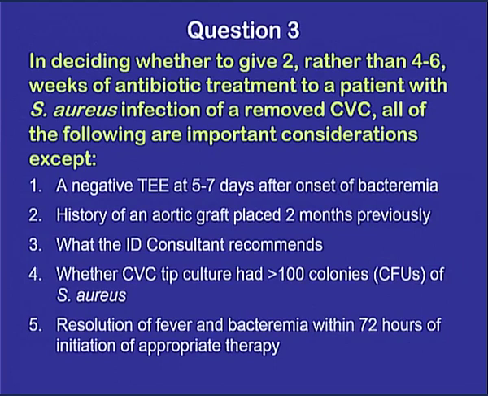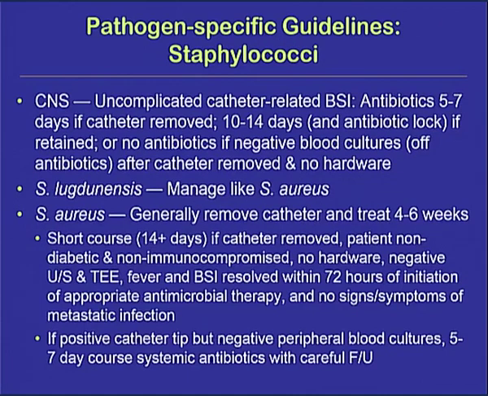So of those, the thing that is least helpful is a tip culture with greater than 100 colonies, because we don't do roll tip cultures. 15 colonies would be the correct answer if we did a roll tip culture. All these other things are useful. A negative TEE at 5 to 7 days, history of an aortic graft, you'd want to avoid a short course. What the ID consultant recommends, I'll show you that actually the ID consultants do recommend useful things. And then resolution of fever and bacteremia within 72 hours, that would let you use a short course.